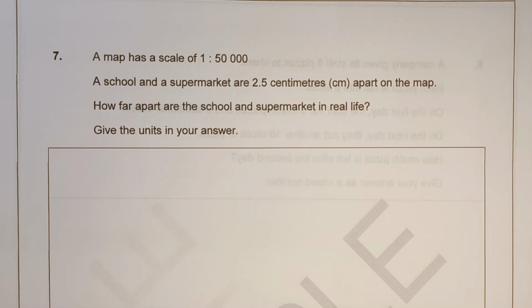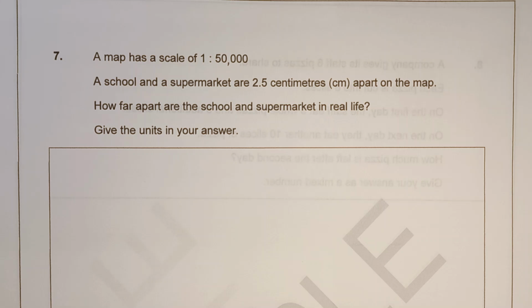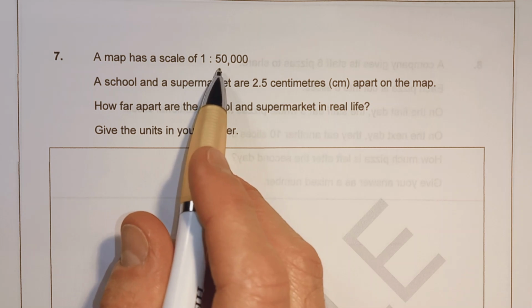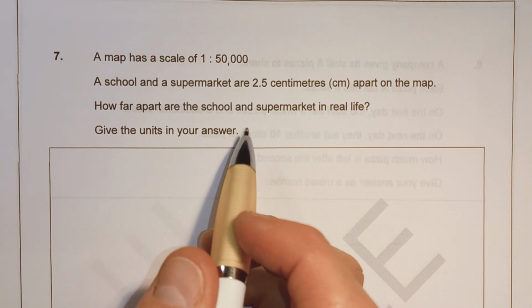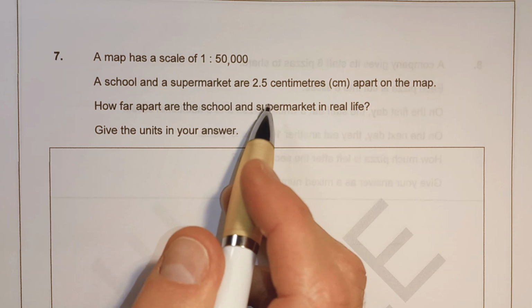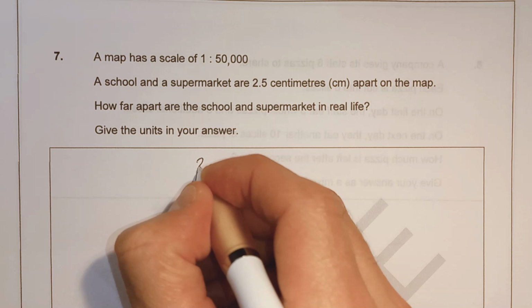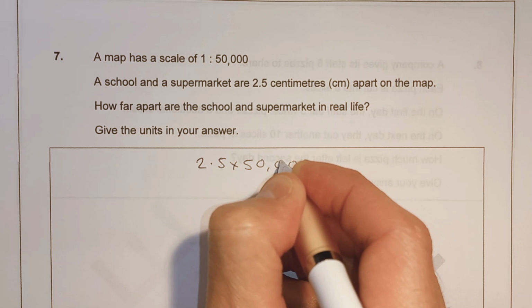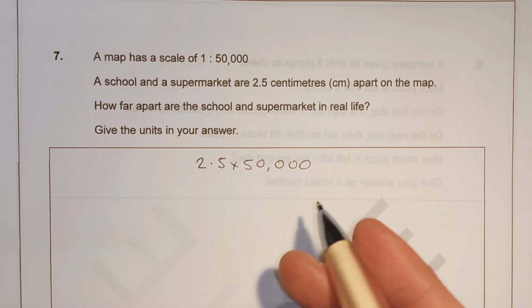Question 7. A map has a scale of 1 to 50,000. A school and a supermarket are 2.5 centimetres apart on the map. How far apart are the school and supermarket in real life? Give the units in your answer. Okay, so what this is saying is 1 centimetre on the map would be equal to 50,000 centimetres in real life. So if we've got 2.5 centimetres on the map, we're going to want 2.5 times 50,000. That's going to tell us how many centimetres there are in real life.